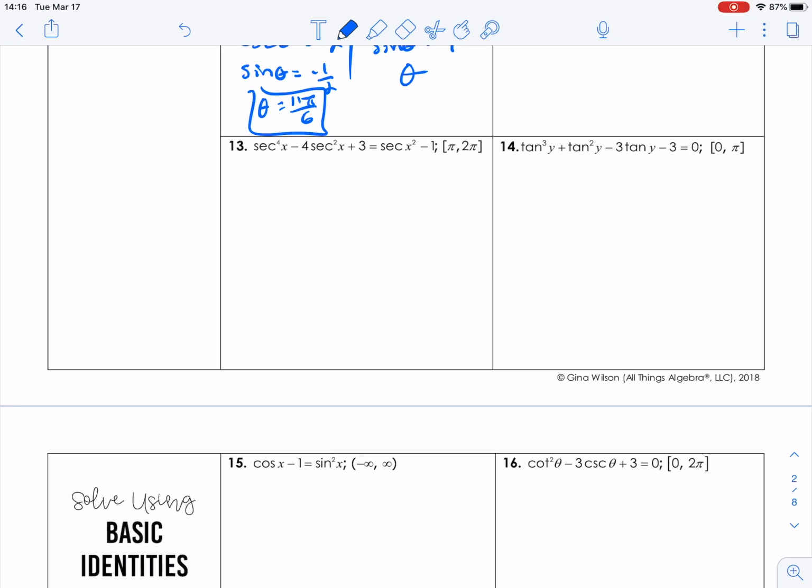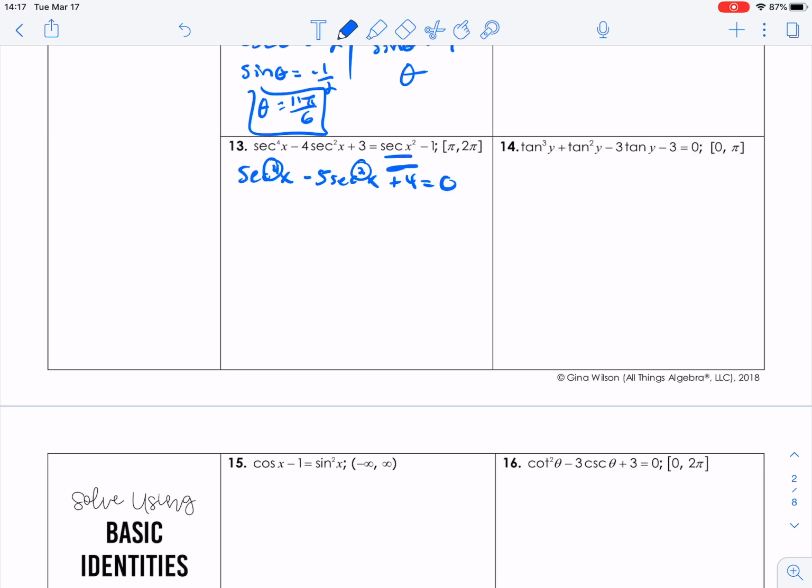All right, get it all onto one side. Secant to the 4th power x. Okay, we're going to be subtracting a secant of x squared from the right. So we get a negative 5 secant squared x. And then we're adding a 1. There we go. So if this power is half of this power and we have a constant over here, we're good to go. We can use regular factoring.